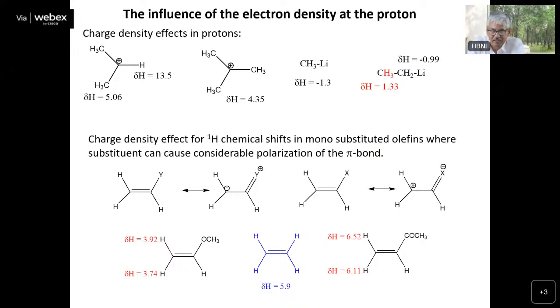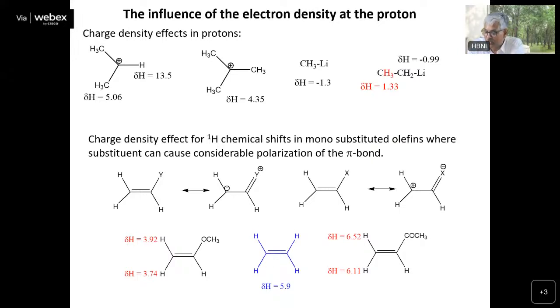Similarly, this is the last one. So charge density, you can see that alkenes also, if you see just ethylene, the chemical shift is 5.9. We'll explain why this is so later on. But if you put an electron donating group like a methoxy group, and consider the resonance, we are putting more electron density on this carbon. So that influences the chemical shift. Now you can see they are upfield shifted, or more shielded compared to ethylene.